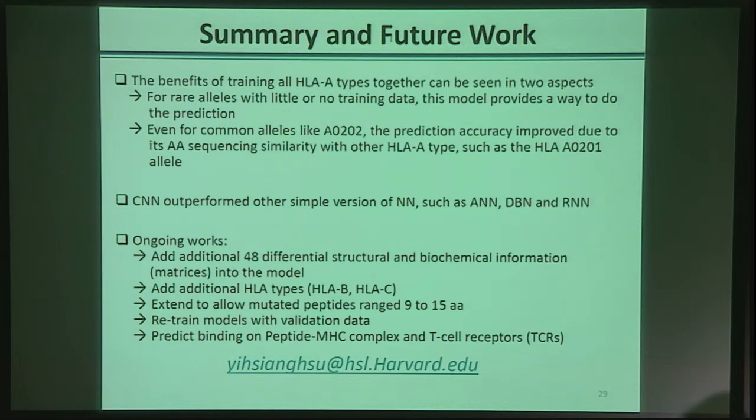In addition, we know that those are mutated peptides. They are not only 9 amino acids; sometimes they range from 9 to 15. So we are going to extend our model to include all of the 9 to 15 amino acid lengths. And as I just mentioned, once we get validation data, we will retrain our model with the validation data. And in addition, we are going to combine this result, which is a prediction of the HLA binding of the mutated peptide, together with the T cell receptor and peptide-MHC binding. These two models together, hopefully, will give us a better prediction of neoantigens. Thank you for your attention, and your suggestions are very welcome.